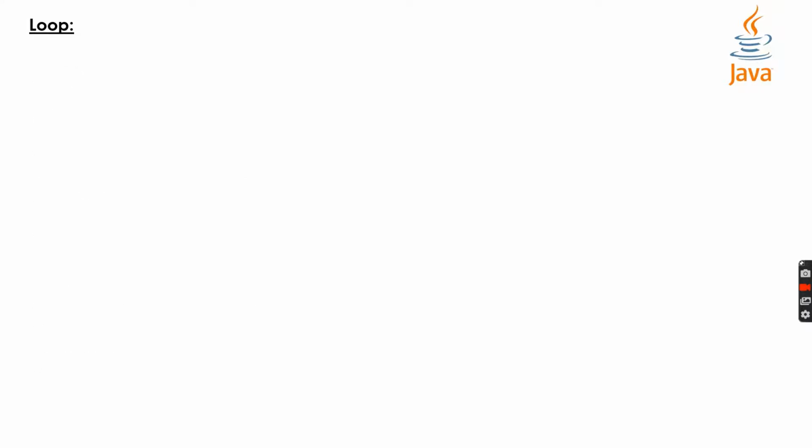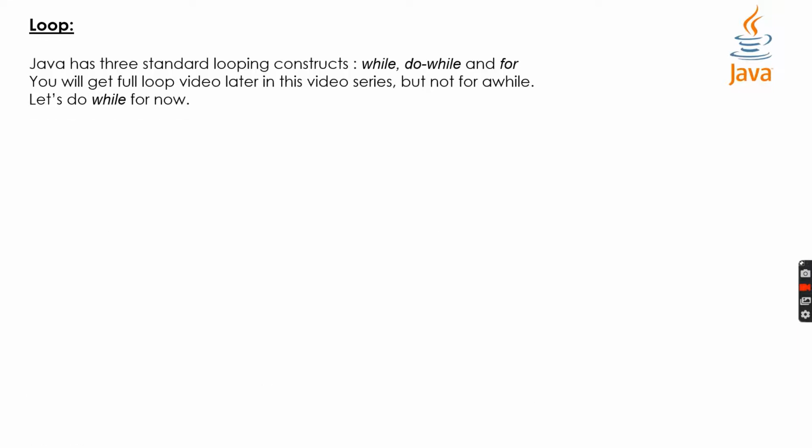Loops in Java. Java has three standard looping constructs: while, do while, and for. You will get the for loop video later in this video series, but not for a while. Let's do a while loop for now. The syntax, not to mention the logic, is so simple you are probably asleep already. As long as some condition is true, you do everything inside the loop block. The loop block is bounded by a pair of curly braces, so whatever you want to repeat needs to be inside that block.